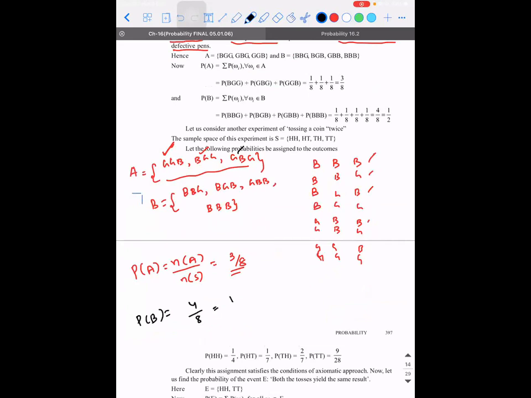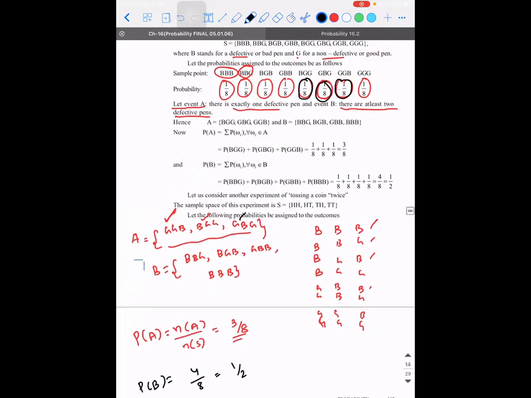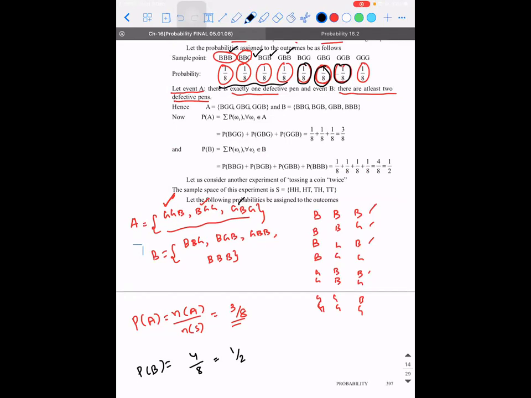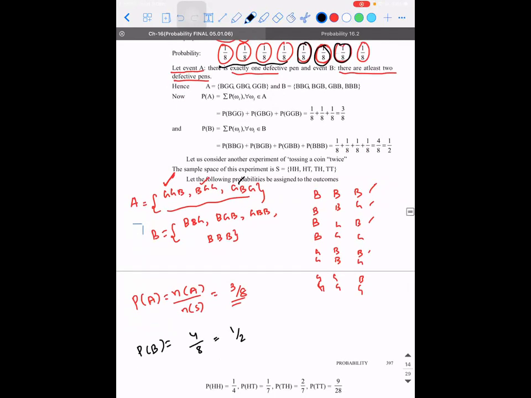4 out of 8, which is 1 by 2. How did you get that 1 by 2? It is a sum of the probabilities: bad, bad, bad, good; bad, good, bad; good, bad, good, bad, bad. The first 4 are bad, bad, bad. The sum of the first 4 probabilities is 4 by 8, which is again 1 by 2. I hope you're able to understand.